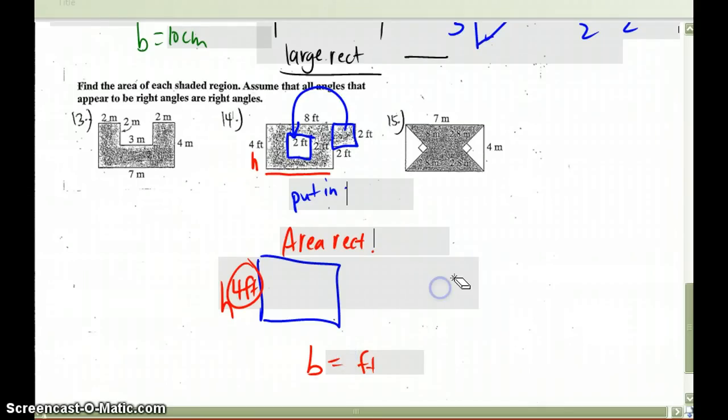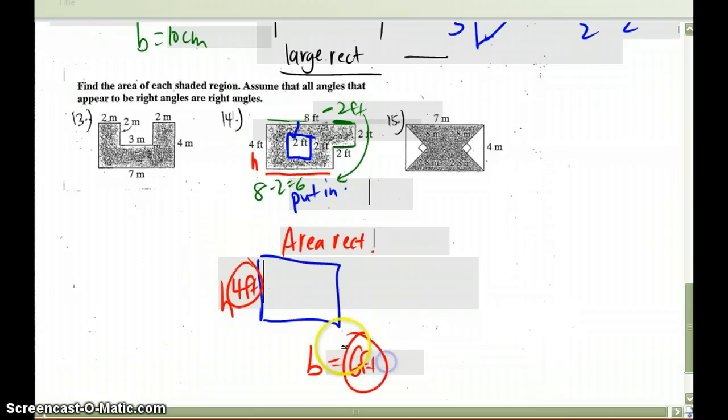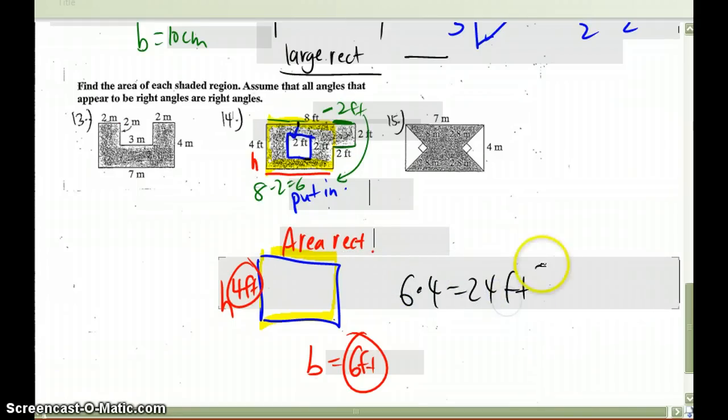It's actually not 8. The whole thing is 8 up here, but I don't need the whole thing. I don't need this part right here, so I'm going to take that out. I know that this length right here is the same as what is down here, which is 2 feet. So I'm going to subtract that to get the bottom down here. So 8 minus 2 is 6. So the base is actually 6 feet of just the rectangle. I'm going to highlight it again for you. This part right here. So I'm going to take 6 times 4 and get 24 feet squared.